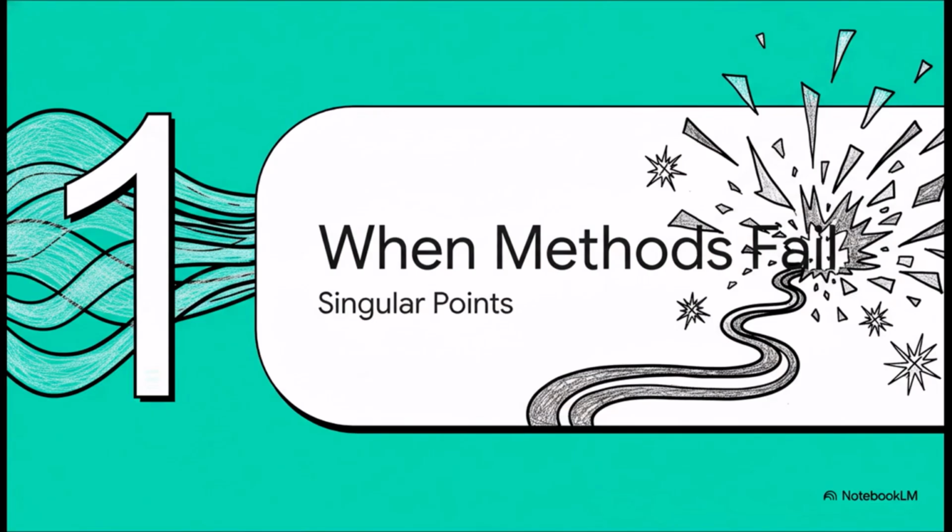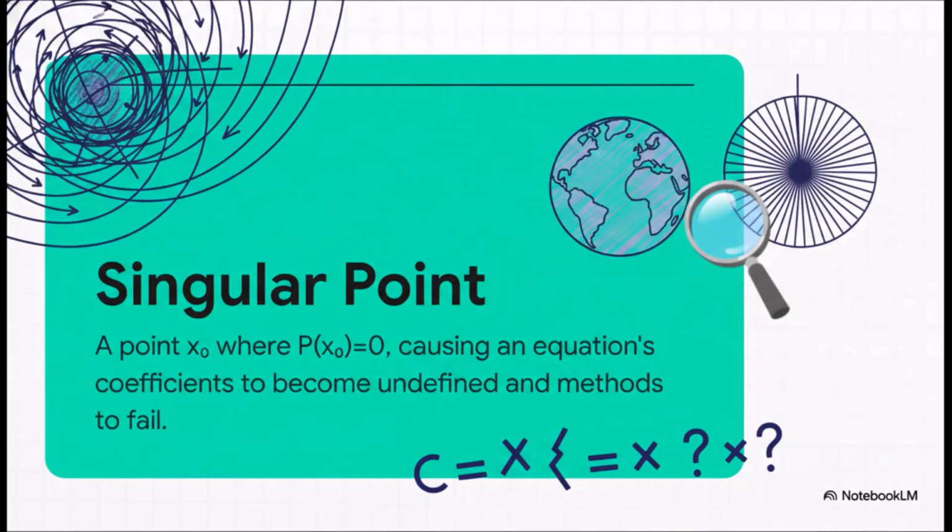So, in the world of differential equations, one of our go-to tools is the power series. It's this beautiful, elegant, and super powerful method. Right up until the moment it just isn't. At certain very specific points in an equation, these elegant solutions can just completely fall apart. We call these little trouble spots singular points. And as you can see here, it's basically a point where a key part of the equation, this p of x, goes to 0. And when that happens, you get this cascade of division by zero errors.